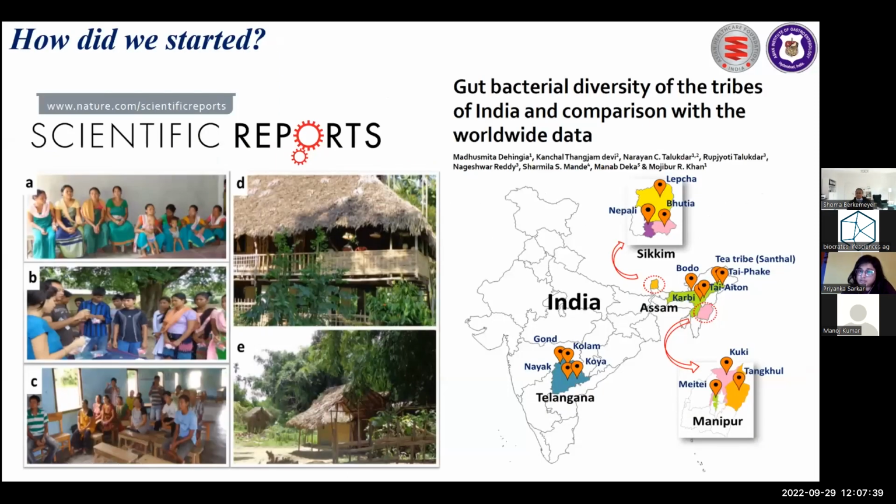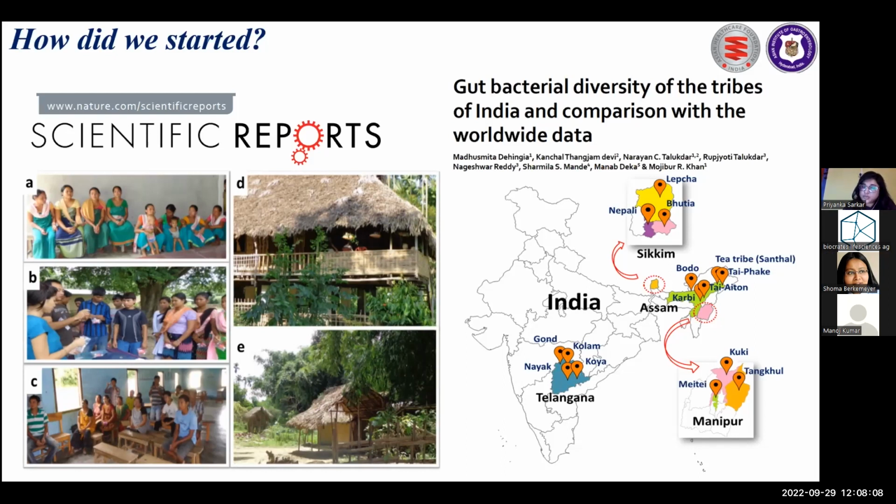So moving on to our research, how did we get into microbiome research? In 2012, we got a project from the Department of Biotechnology, Government of India, to study the microbial diversity of tribes of India. We realized that although after the Human Microbiome Project we have a lot of data from the western side of the world, in India we do not have that data yet. So we started with microbiome profiling of the tribes.